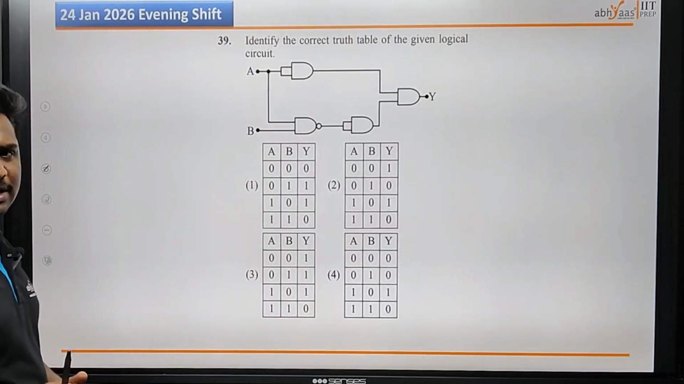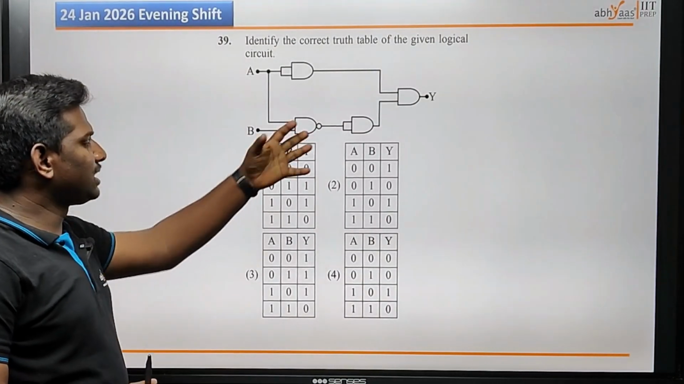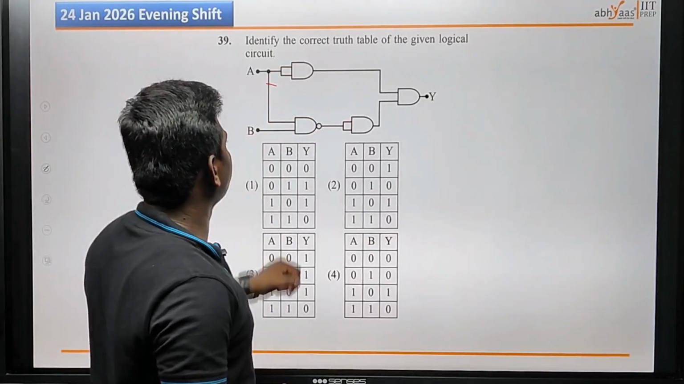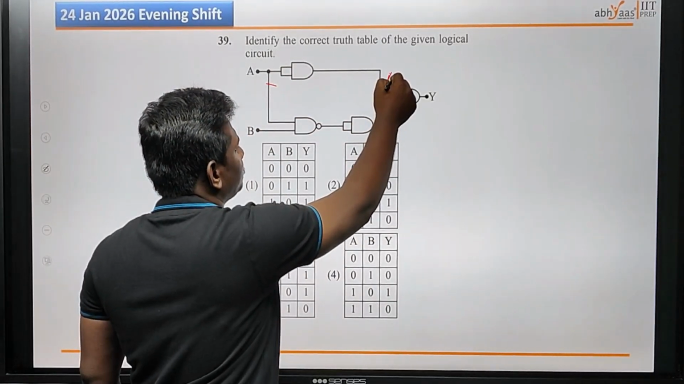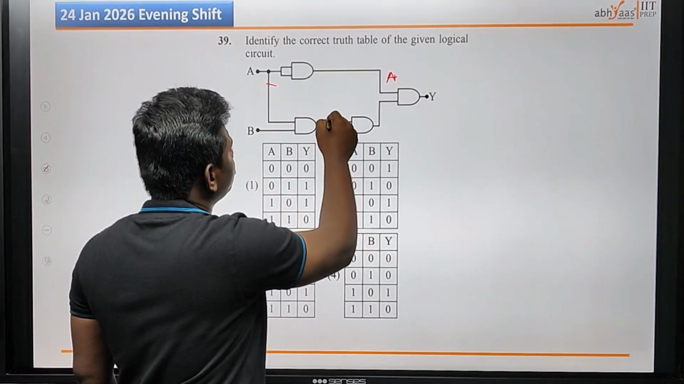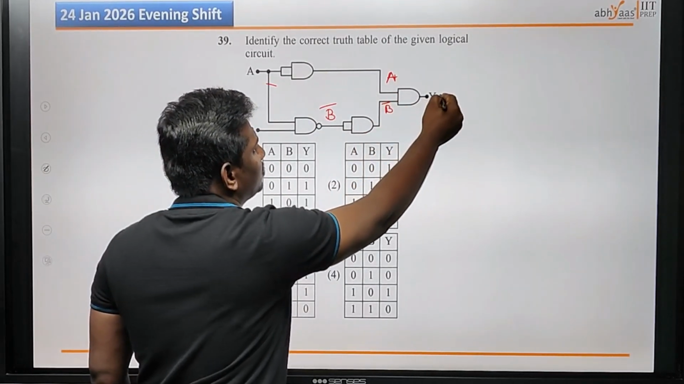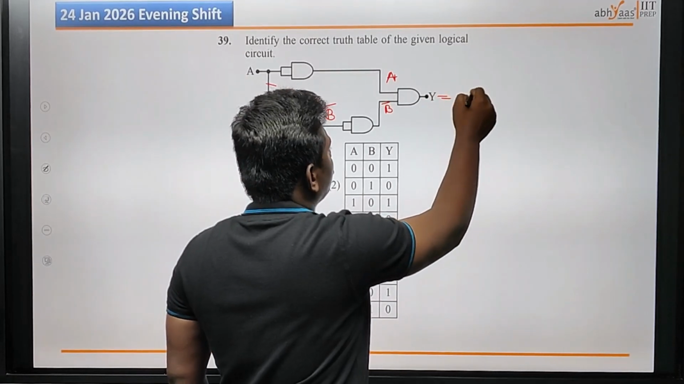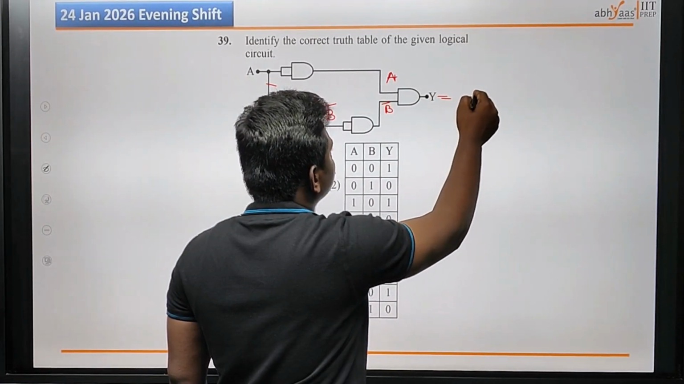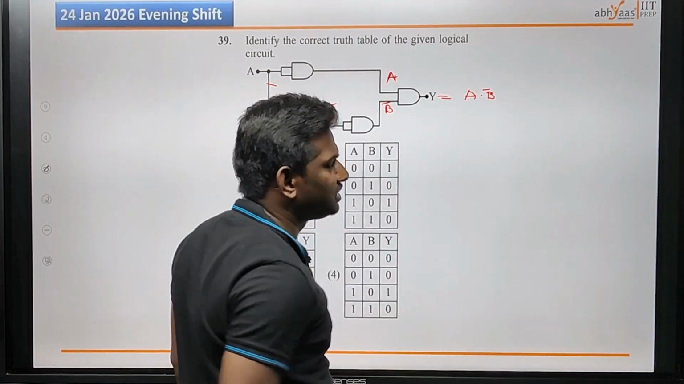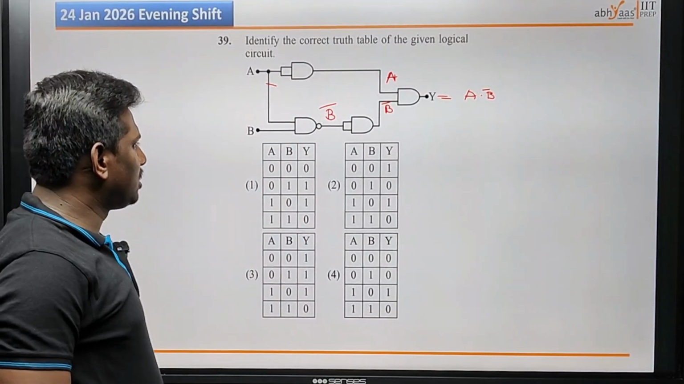Next question, question number 39. The correct truth table. First you have to find the output. This is our A, no need to worry. This is our B bar. Here also you are getting B bar. So what is the output here? A dot B bar. This is our output. A bar dot B bar.